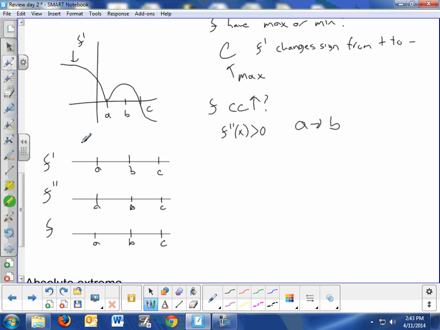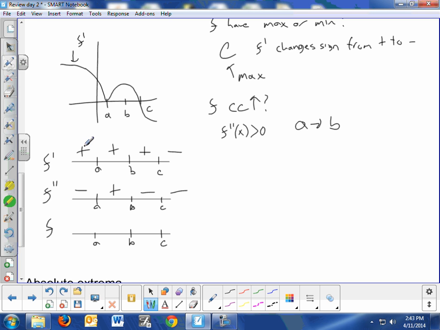Is f prime positive or negative between negative infinity and a? Positive. The sign of f prime, the function values are all positive. Between a and b, it's positive. Between b and c, it's positive. From c on, it's negative. Is f double prime negative or positive between negative infinity and a? Negative, and then positive, and then negative, negative.